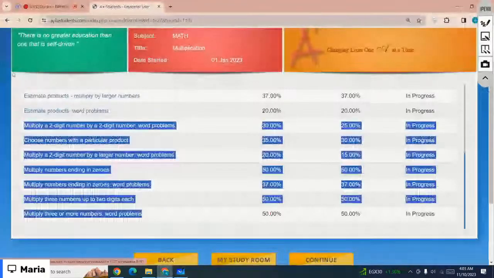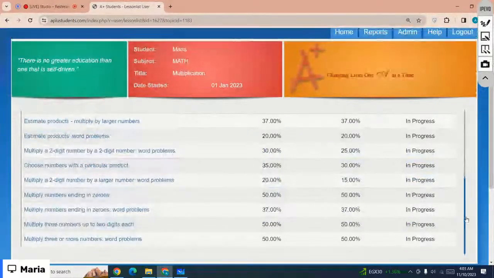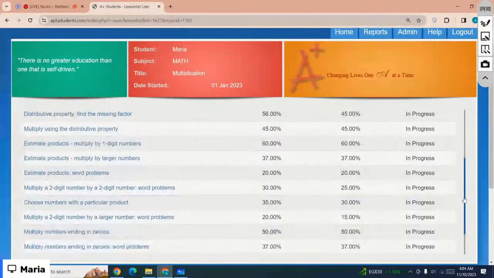So here I am on grade 4 math. Let's just start with the chapter multiplication, right? And the lesson we're going to start with is estimate product multiply larger numbers. Let's just start with the lesson.